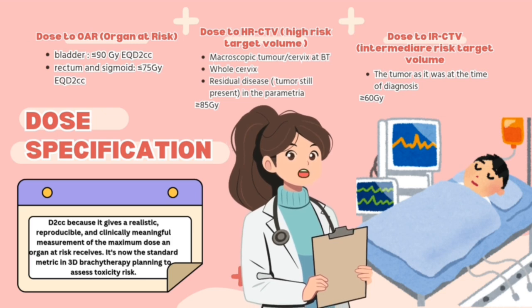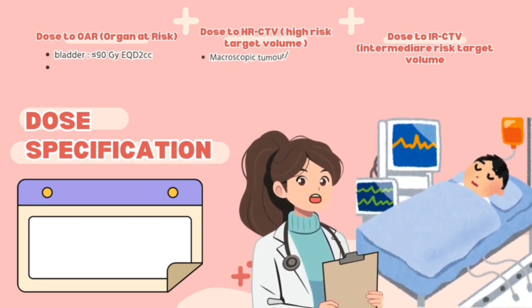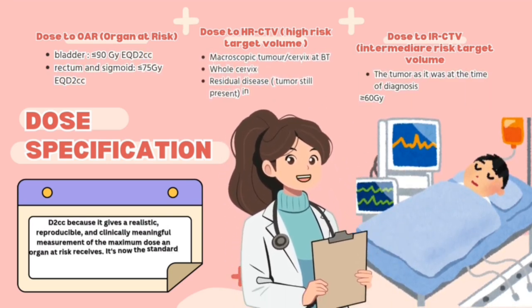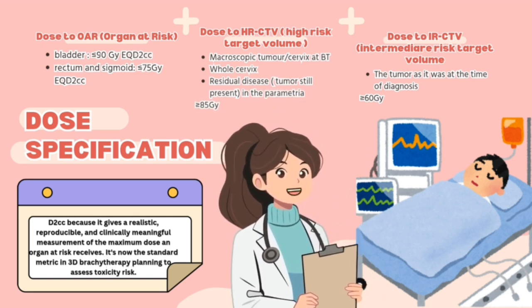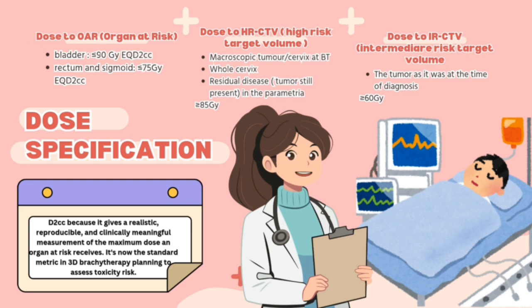Dose to the CTV includes macroscopic tumor, cervix at BT, whole cervix, residual disease, and tumor still present in the parametria. Tolerance limit is greater than or equal to 85 grays. Next, the tumor as it was at the time of diagnosis is greater than or equal to 60 grays. Why do we take D2cc? Because it gives a realistic, reproducible, and clinically meaningful measurement of the maximum dose an organ at risk receives. It's now the standard metric in 3D brachytherapy planning to assess toxicity risk.